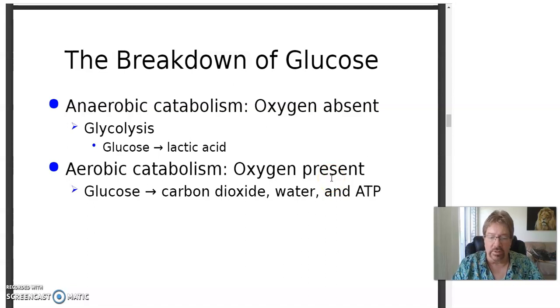Now that's good because with oxygen it produces a whole lot more energy. In other words, we'll go into the exact numbers here in a moment. You can take 1 molecule of glucose and burn it anaerobically, and you'll get 2 molecules of ATP. You can burn that in the aerobic method and get 38 molecules of ATP. See the difference?